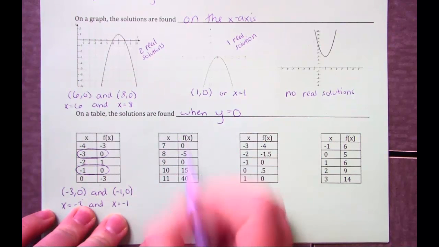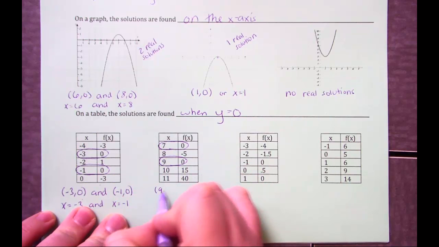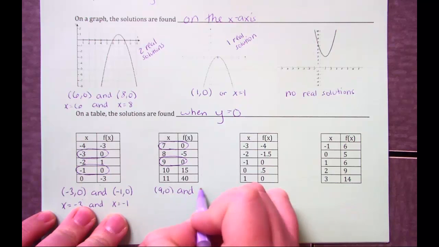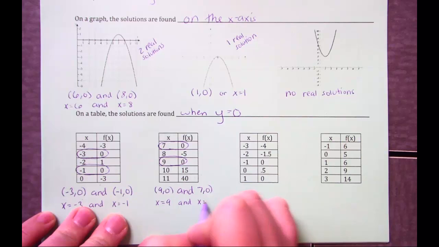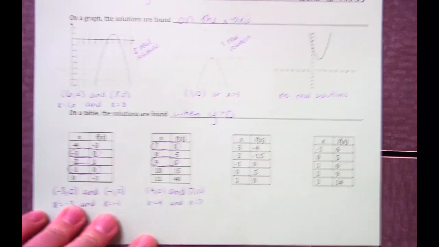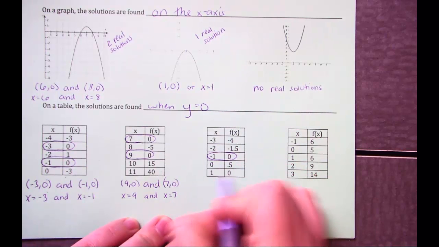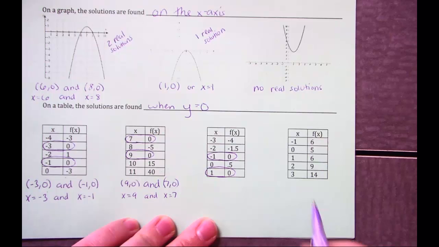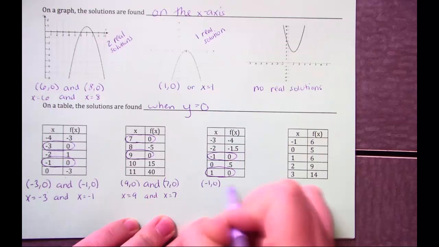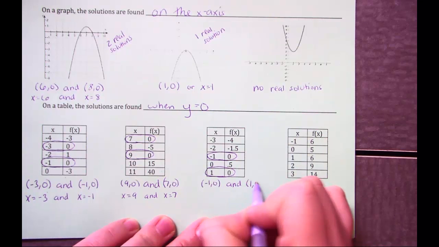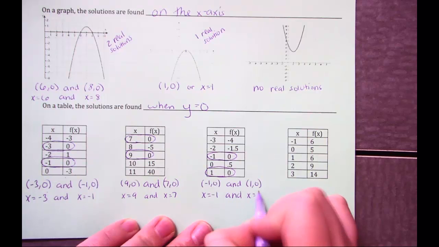In this table, y is 0 right here and right here. So we have 9, 0 and 7, 0, or x equals 9 and x equals 7. In this table, they're happening right there and right there. So we have -1, 0 and +1, 0, or x equals -1 and x equals +1.